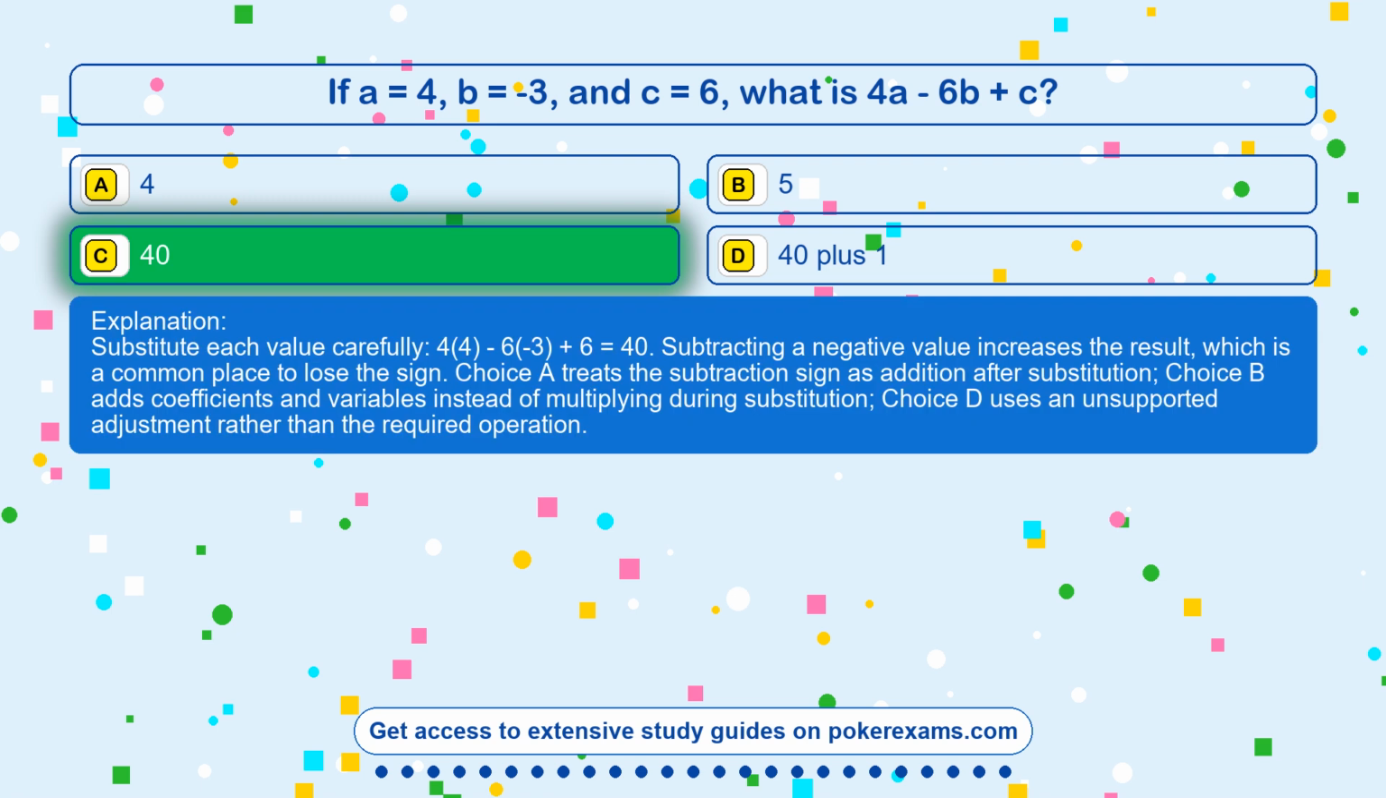Substitute each value carefully. 4 times 4, minus 6 times minus 3, plus 6 equals 40. Subtracting a negative value increases the result, which is a common place to lose the sign. Choice A treats the subtraction sign as addition after substitution. Choice B adds coefficients and variables instead of multiplying during substitution. Choice D uses an unsupported adjustment rather than the required operation.